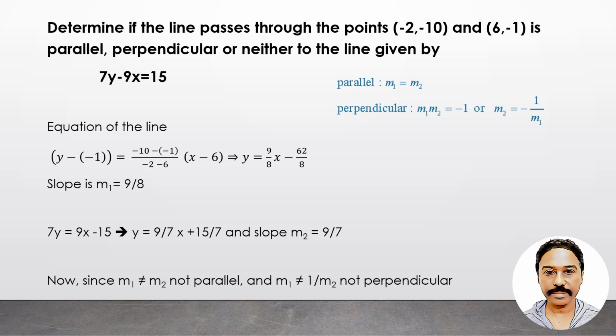So we can see here m1 is not equal to minus 1 over m2. So 9 over 8 is not equal to minus 7 over 9, which also tells us that these two lines are not perpendicular to each other. So it is neither parallel nor perpendicular.